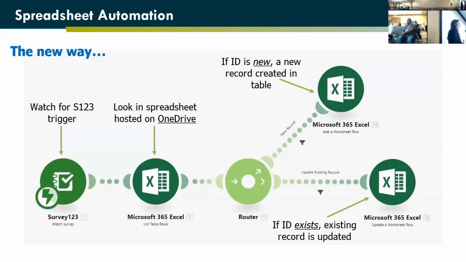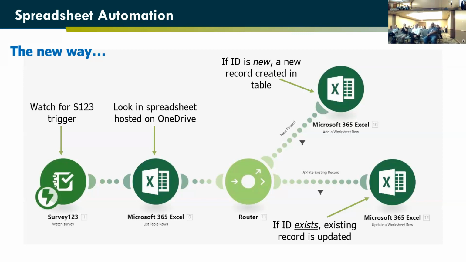We'll stay there. But this is our Make scenario for this process. You can see it's a little bit more complicated than the last one. But again, Survey 123 is our trigger, so it's watching for every time a Survey 123 form is submitted by the crews.